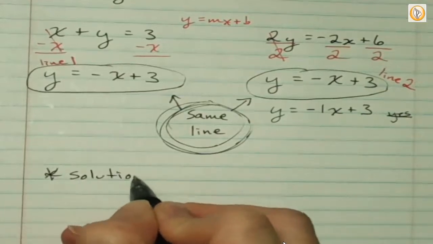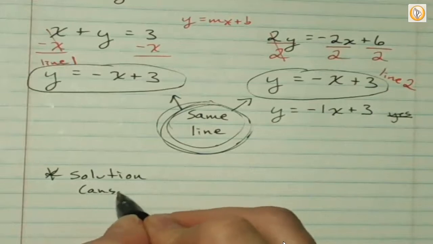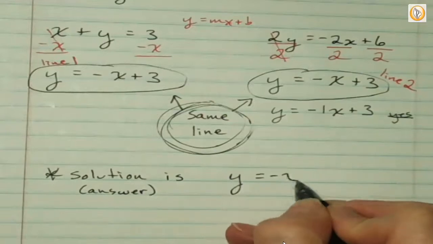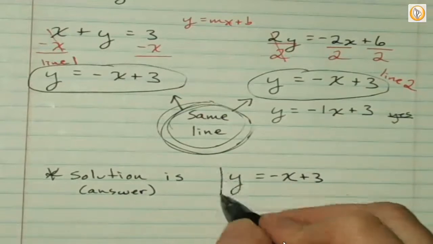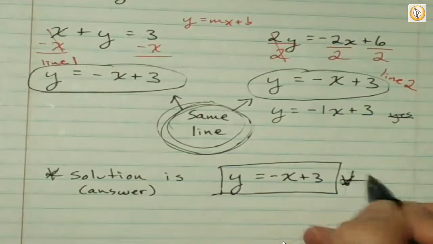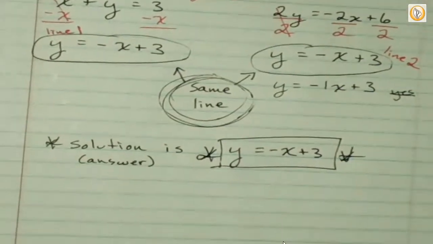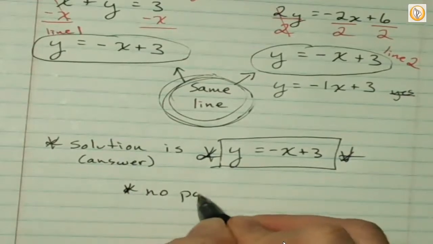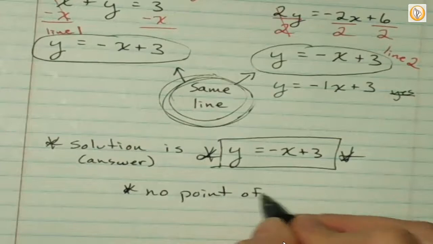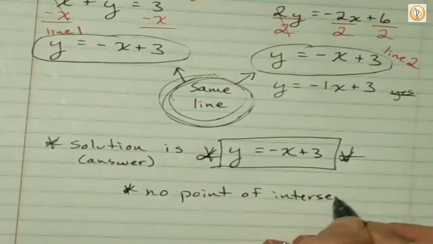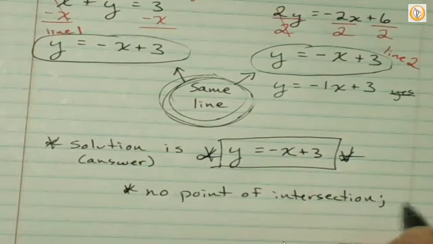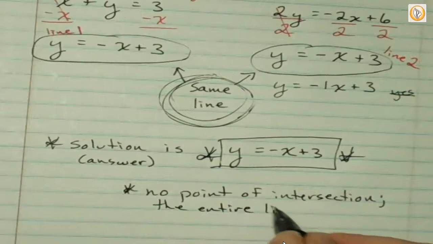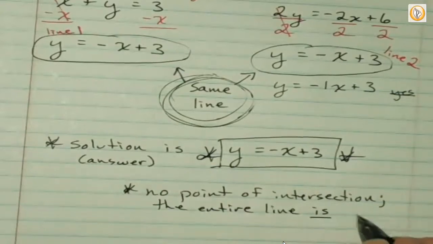The solution, or the answer, is y equals negative x plus 3. That's what you would write, because there is no point of intersection. There's no point in graphing then. That's right. The entire line, write this down, is the intersection.